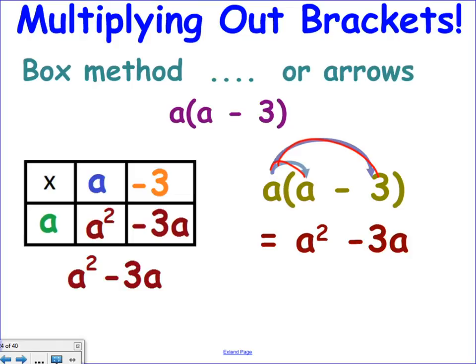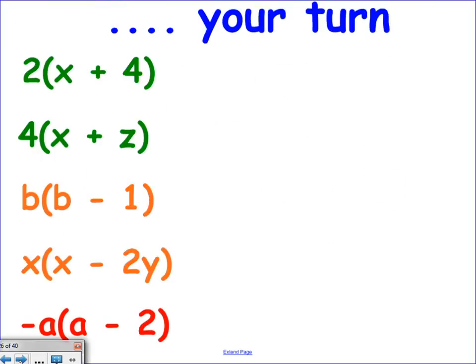So a is a term, minus 3 is a term. And then the term that's on the outside of the brackets you can stick here and just go a times a is a squared, a times minus 3 is minus 3a. Okay, so have a go at expanding brackets.